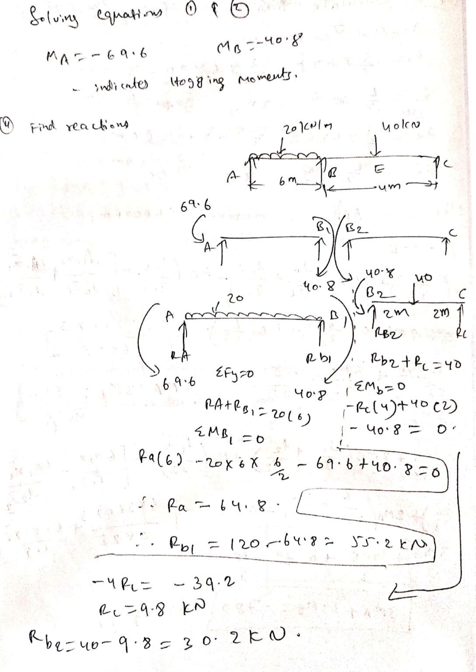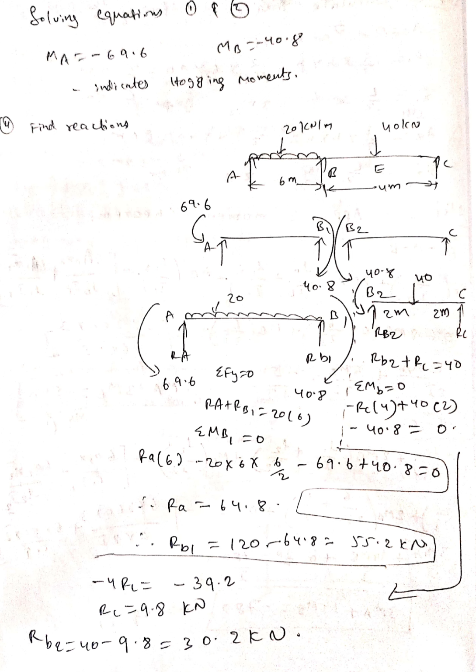So for these two spans separately we need to find the reactions. Okay, now for the first case we will find RA and RB1. How we will find? Using sigma Fy equal to 0 and applying sigma moment about B1 equal to 0. By applying these two equilibrium equations we can find RA. So RA will be 64.8 and RB1 will be 55.2. Next, coming to the second case, point load. So here RB2 and RC we need to find. Applying sigma Fy equal to 0 and sigma moment about B2 equal to 0, we can find these values. We will get RC as 9.8 kilonewton, RB2 as 30.2 kilonewton.